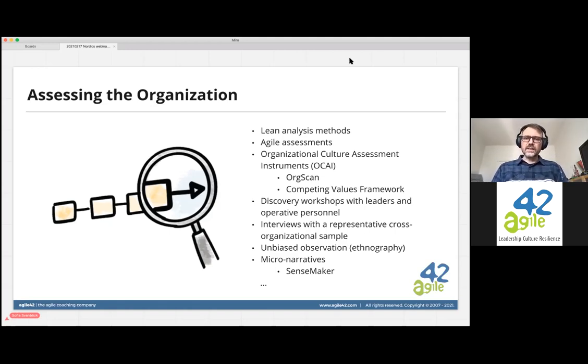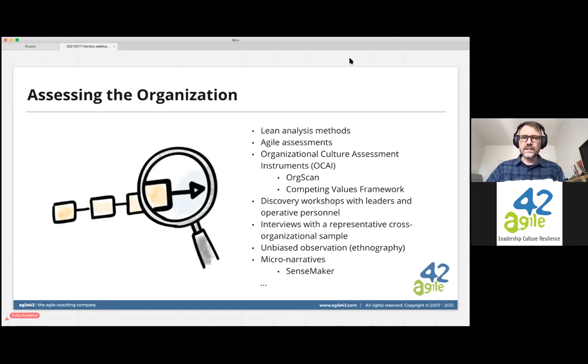So we like to look at the competing values framework. We like to do discovery workshops. We like to do interviews. We do agile assessments. You can use lean analysis methods, although those often exist in the complicated domain of Cynefin, and we would like to work in the complex domain, or have tools that work better in the complex domain. If you can afford it, you can hire ethnographers to come in and observe people. It's a bit funny, actually. You have researchers standing around with pen and paper observing who is talking to whom and what they are talking about, being a fly on the wall in board meetings or in leadership meetings and so on.